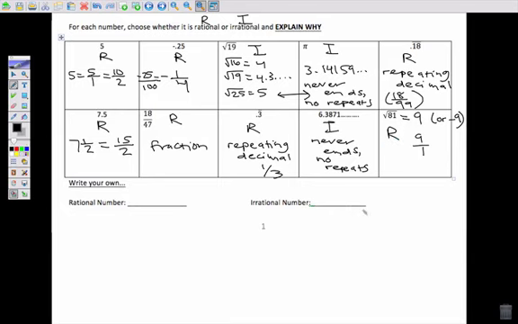All right, so you have some information now on rational and irrational numbers. Rational numbers can be written as ratios or fractions. Irrational numbers cannot. So go ahead and write your own rational number, or just write a couple of them, and then irrational as well.